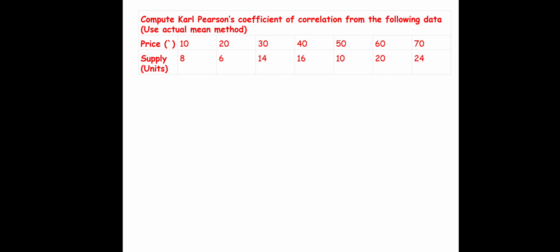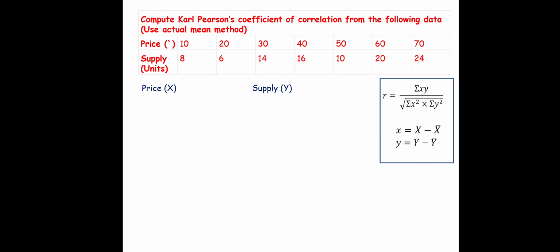Compute Karl Pearson's coefficient of correlation from the following data. You have price and supply units, which might be electricity units. Here our price will be capital X and the supply unit will be capital Y. This is the formula that we need to use: Karl Pearson's coefficient, designated by small r, is equal to the summation of xy divided by the square root of summation of x square into summation of y square, where small x and small y are obtained with the help of the following formula.